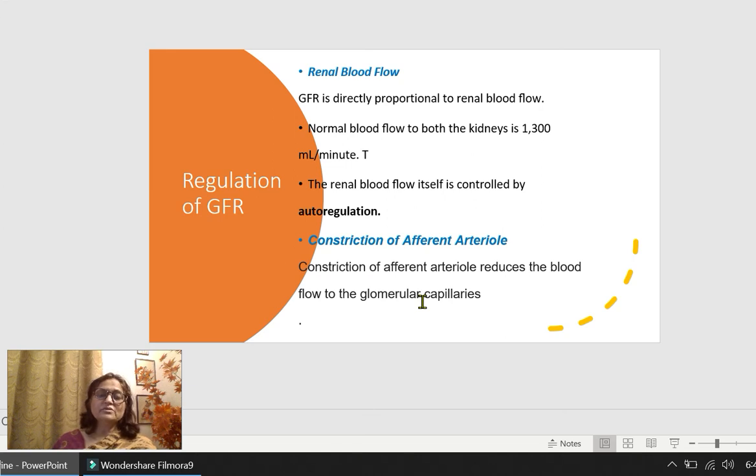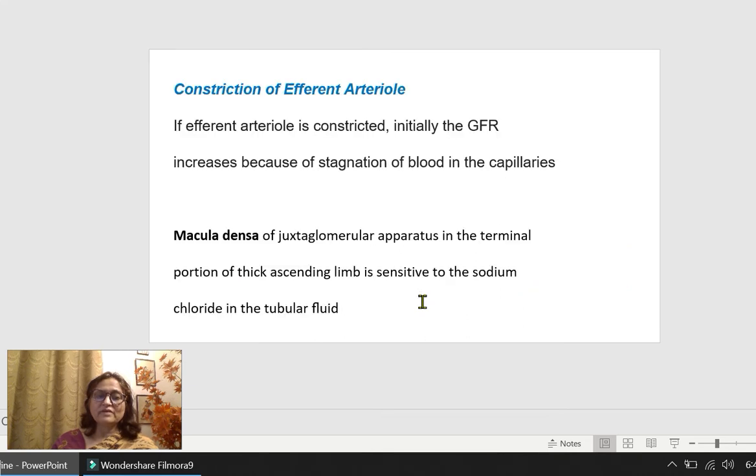Now how is this whole process controlled? The GFR is directly proportional to renal blood flow. Normal blood flow to both the kidneys is 1300 ml of blood per minute. The renal blood flow itself is controlled by autoregulation. Constriction of the afferent and efferent arterioles is also responsible for controlling the GFR. And efferent arterioles are more sensitive, because with constriction the blood becomes stagnant in these capillaries, hence the GFR is affected.